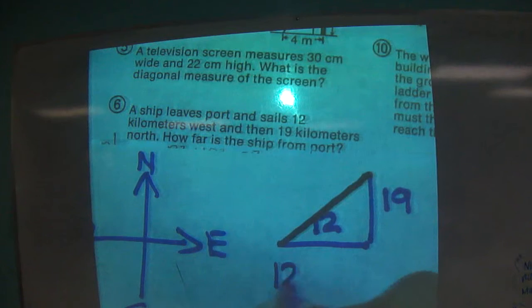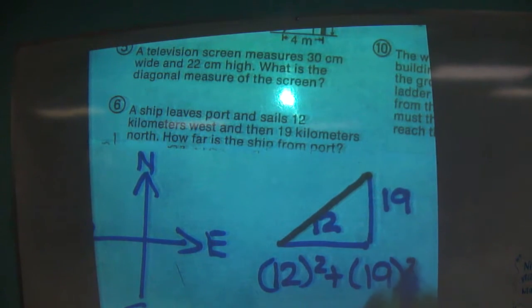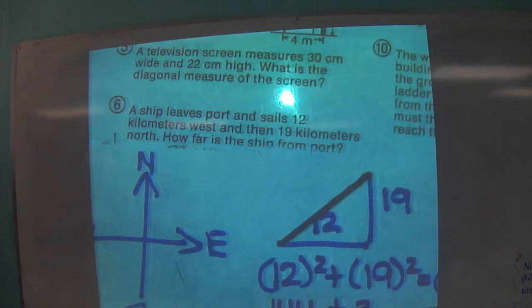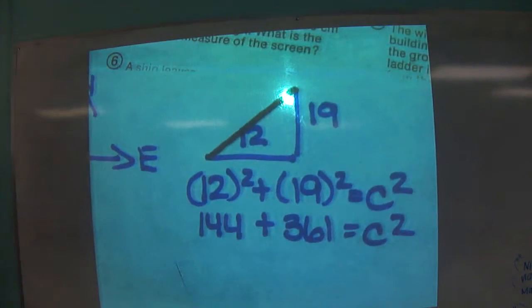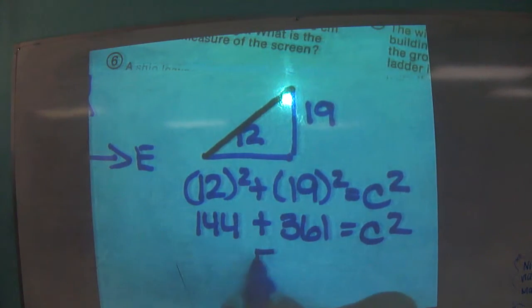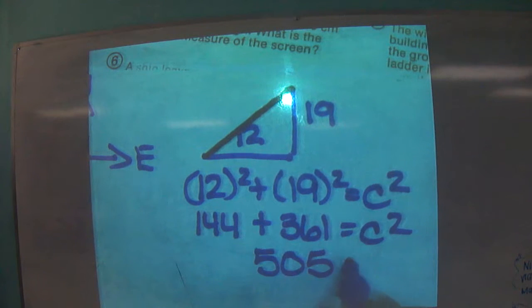So we have 12 squared plus 19 squared equals C squared. So we get 144 plus 361 equals C squared, which is 505 equals C squared. Well, then what do I do?